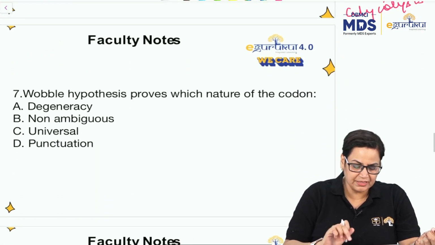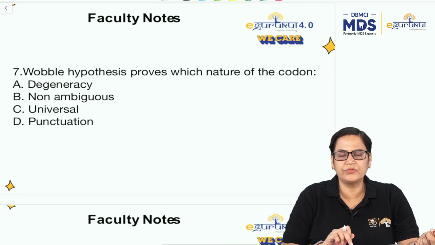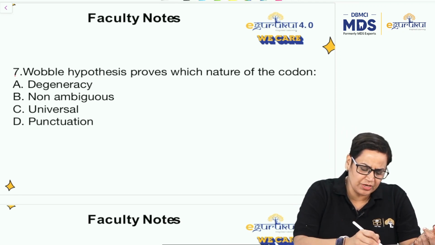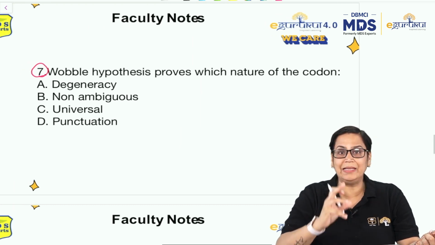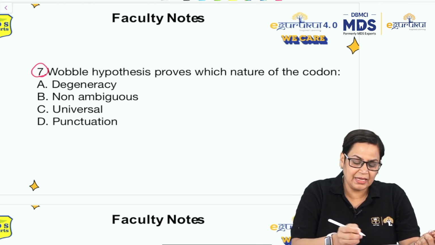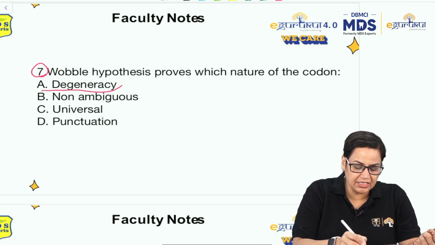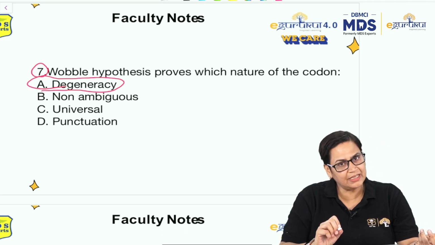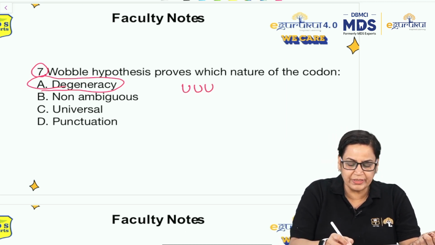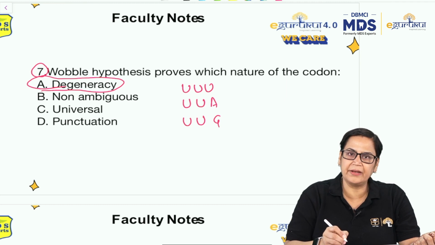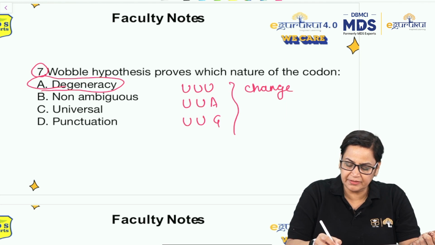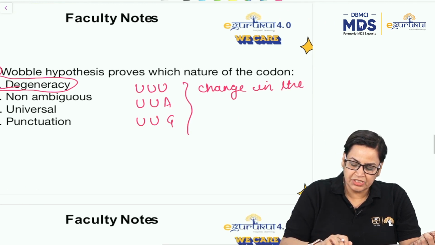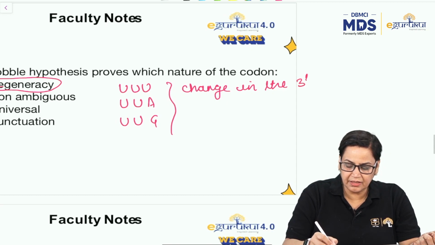Then moving on to question number 7: Wobble hypothesis proves which nature of codon? A very simple question and a very, very important question from the examination point of view. Wobble means wobbling, meaning change. Wobbling hypothesis means degeneracy of the base pair. Now what do you mean by degeneracy? If I say UUA is there, if I say UUG is there, what will happen is a change in the third base pair.